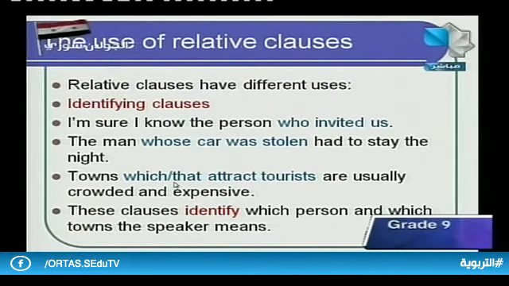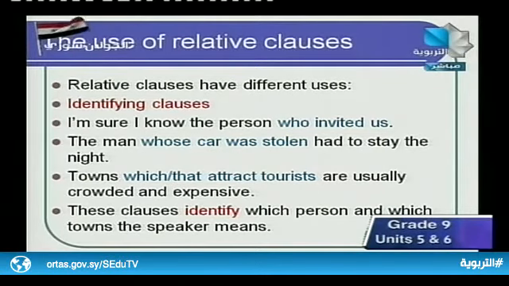And here, with identifying clauses or defining clauses, we don't use commas, of course. Why? Because we cannot omit this identifying clause, because if we try to omit it, the meaning would not be complete. Right? So here we don't use commas with identifying clauses. Because in the next type we're going to use commas. That's it. And this is the difference. So as you said, these clauses identify which person and which towns the speaker means. So all about is identification.